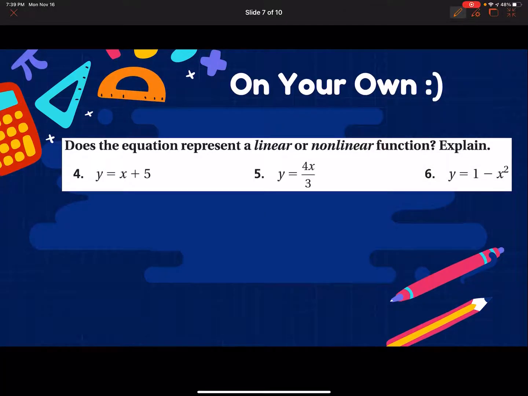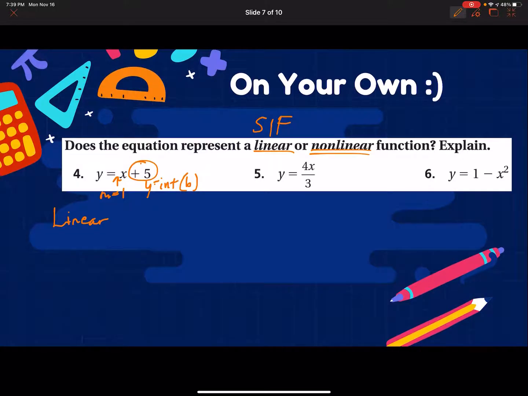Okay, I'm going to go ahead and work through these. So let's talk about number 4. Remember, linear is slope-intercept form. Nonlinear cannot be written in slope-intercept form. So if I'm looking at number 4, automatically I see I would have a slope of 1 and a y-intercept, or b, of 5. So that is already in slope-intercept form. So number 4 is linear.